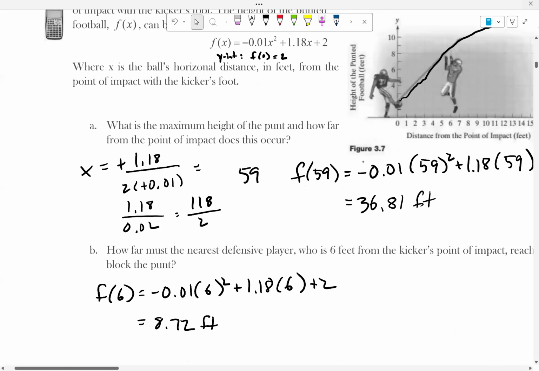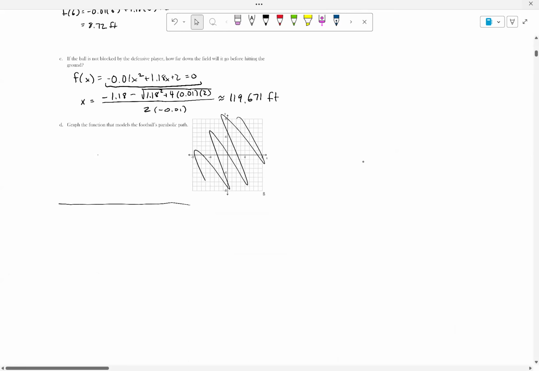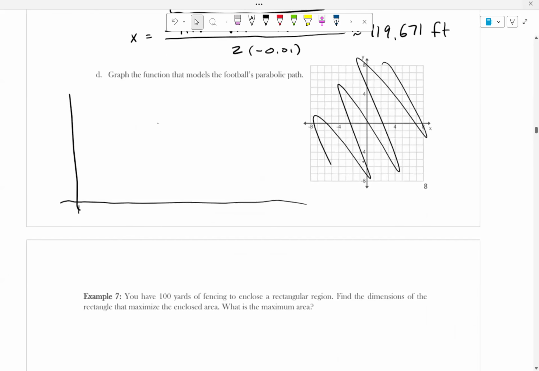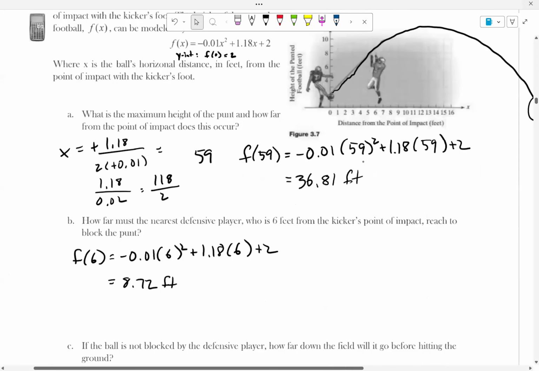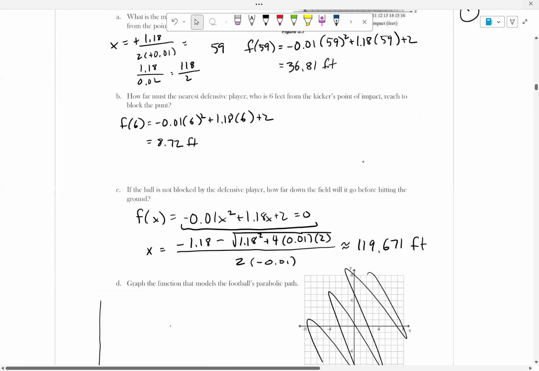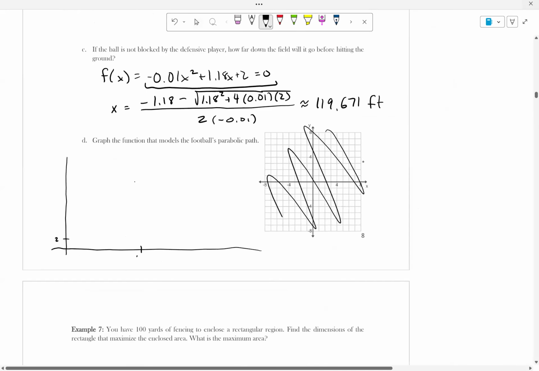F of 0 gives us, see how you could just do that in your head? 2. Okay. That means on my graph, and this supposedly vertical line is bugging me. Let me see if I can do a little bit better job. Okay, that seems vertical. I'm going to start there at 2. The next point I care about happens at the maximum. So after 59 feet, it's 36.81. So I'm just going to put that 59 up here. And up here, I'm going to put 36.81 feet. So I have this point and I have this point. I hope that makes sense.